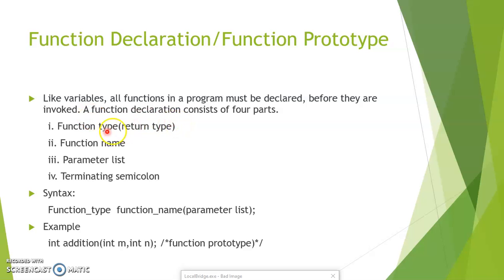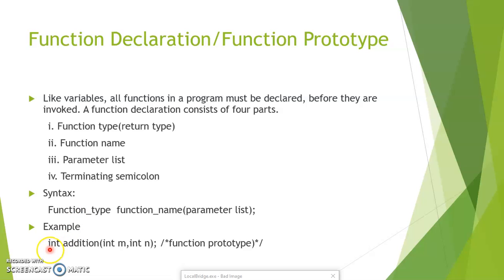Function declaration consists of four parts. Function type, function name, and parameter list followed by a semicolon. The semicolon is important. In a function declaration or function prototype, you give a semicolon. In a function definition, you write what that function is going to do within opening and closing curly braces. This is the syntax for a function prototype: function type, function name, parameter list. You know what function type is. It could be int, float, char, whatever value your function is returning.